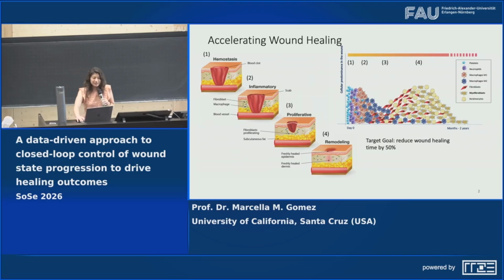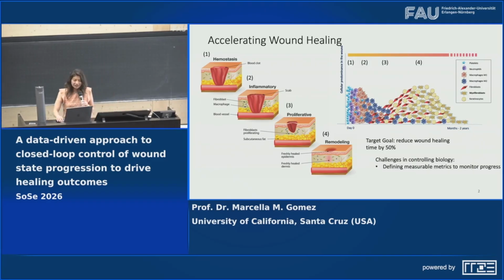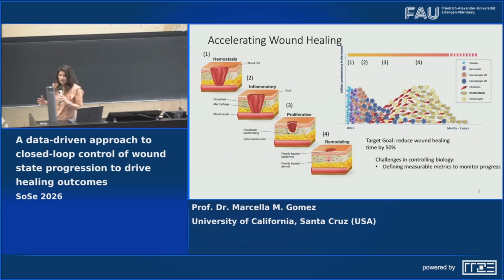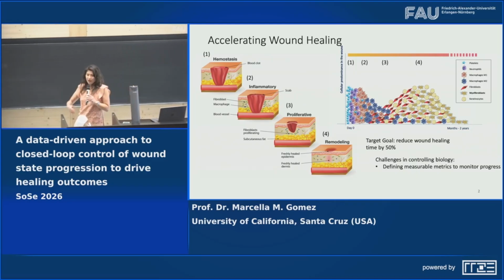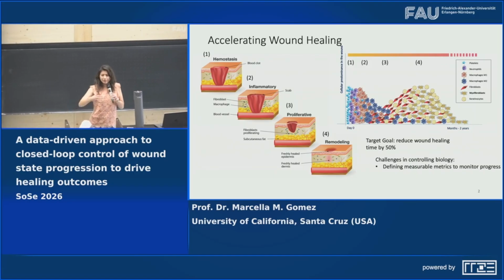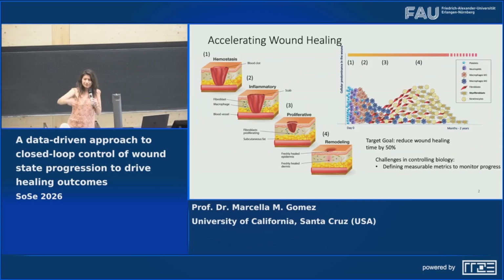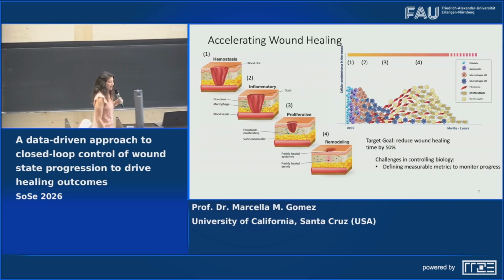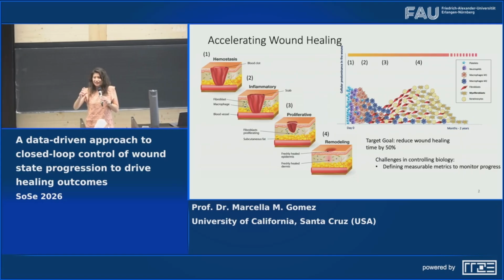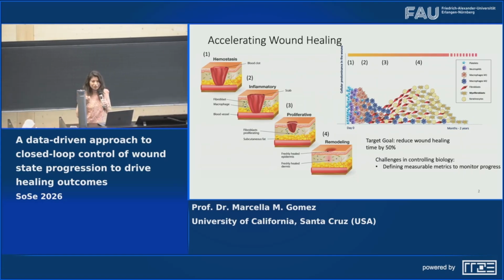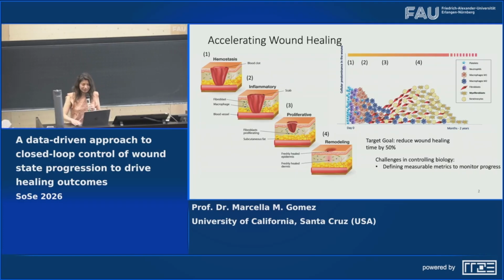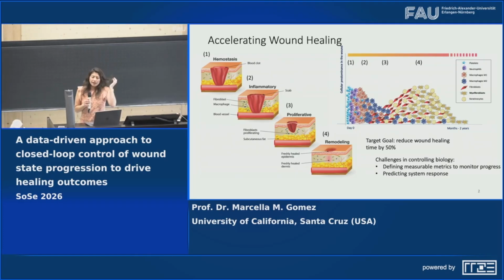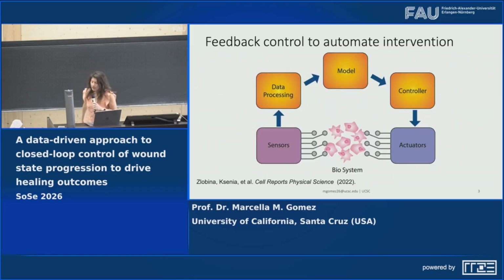And so the target goal, like I mentioned, is to reduce wound healing time by 50%. But the challenges in controlling biology are, first, defining measurable metrics to monitor the progress. So how do we know if we are moving in the right direction? Because our goal is a long-term goal, yet we're making decisions in the short term. So how do you map short-term decisions to long-term outcomes? And that ties into, again, predicting the system response.